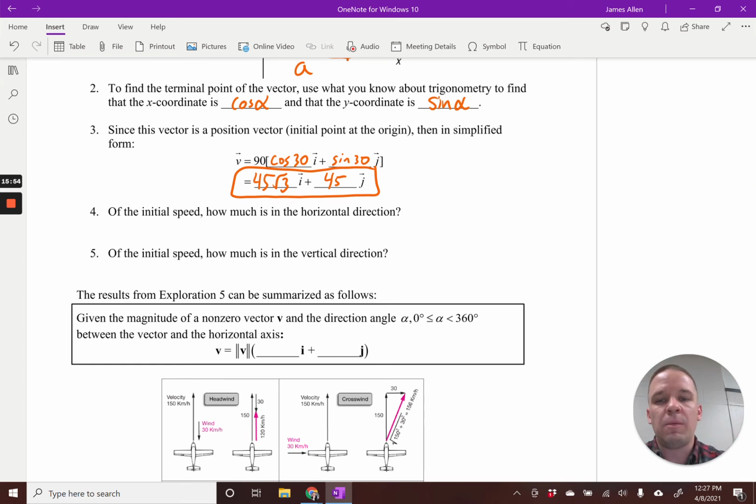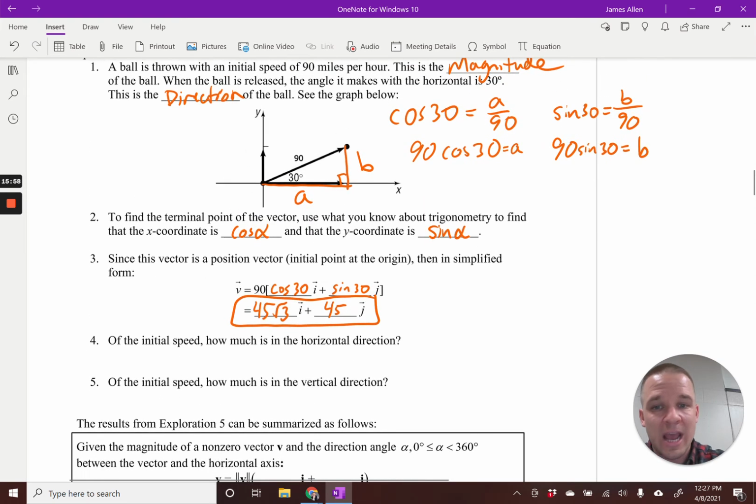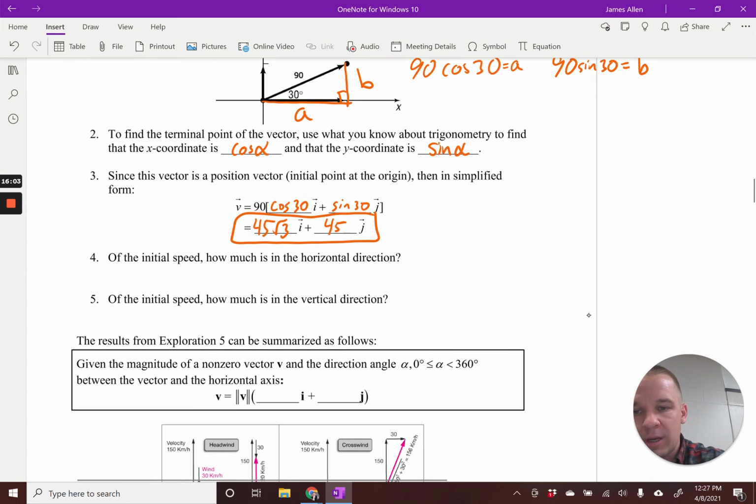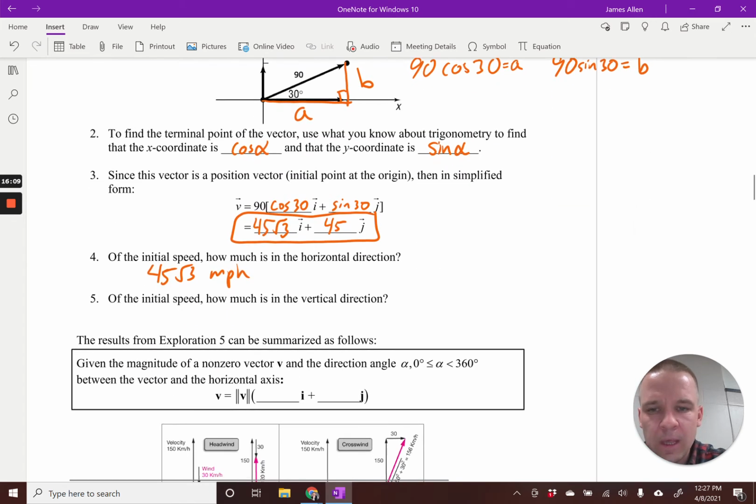So of the initial speed, how much is in the horizontal direction? Well, remember, our horizontal is that A, right? That's with our cosine there, right? So that's the first one. So we have 45 root 3 miles per hour, right? It was miles per hour? Yep. In the horizontal direction, okay?